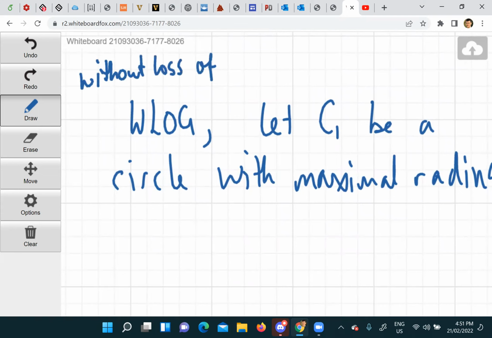Generality is like general. Because the condition is cyclic, we started drawing C1, C2, C3, but we could have just started drawing C3, C4. We could start anywhere, right? So let's start with C1 being the circle with the biggest radius. So without loss of generality always happens when generality actually is lost.